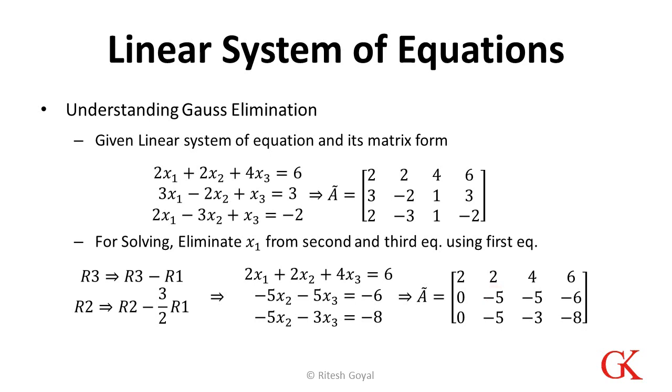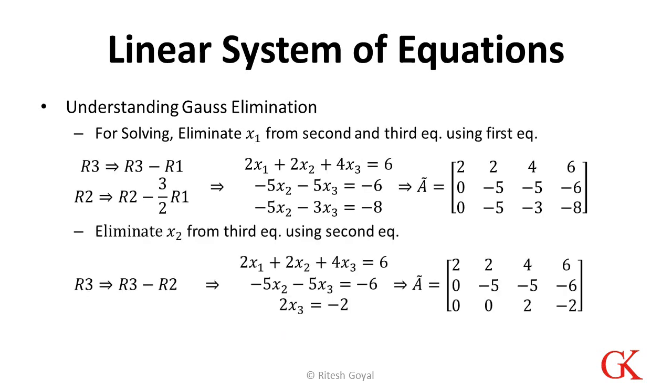So now what is going to be the next step? Let's eliminate x2 from the third equation using the second equation, which is nothing but R3 minus R2. So we do that, we get R3 minus R2, and we reduce x2 from the last equation. If we see here, we get another 0 at this particular place, and it is an upper triangular matrix for this 3 by 4 augmented matrix. This is called a Gauss eliminated upper triangular matrix.